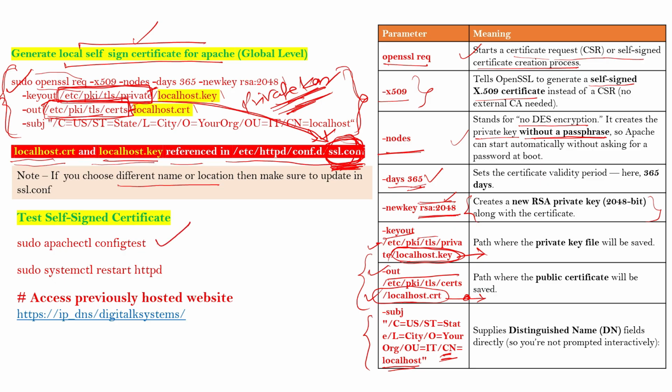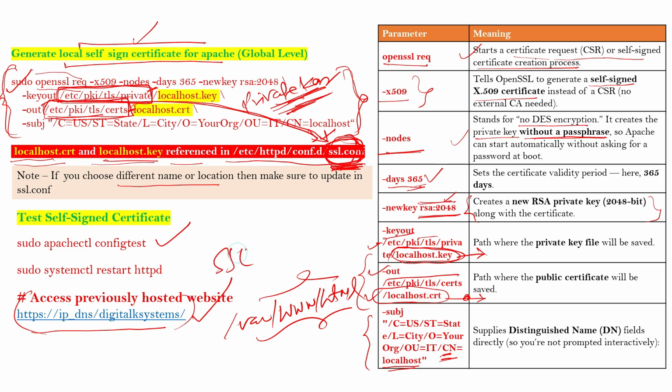After that, you just restart your Apache, and then you can access your website, the global website which you have deployed in your /var/www/html. This will be automatically configured for SSL. You can access this website with the help of HTTPS, and you will get the security prompt because this is a self-signed certificate website, right?